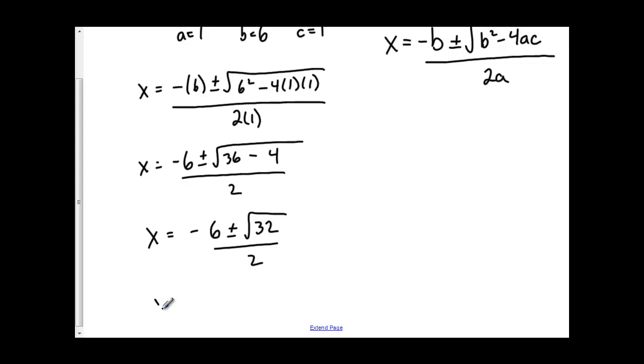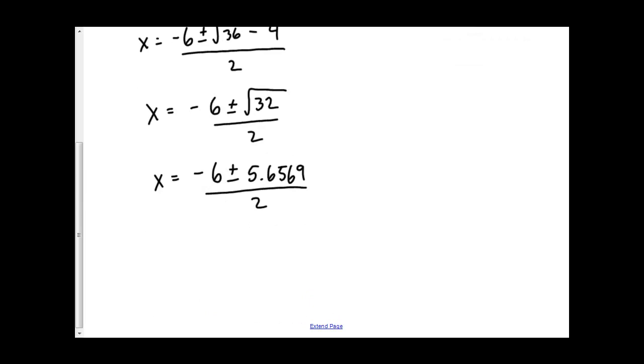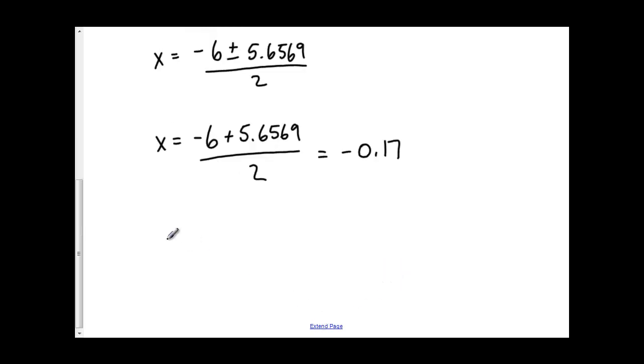And if we take the square root of 32, we get negative 6 plus or minus 5.6569, all over 2. Our final step to find our two solutions is to add the 5.6569 or subtract the 5.6569. So our first answer is negative 6 plus 5.6569, all divided by 2, which is going to give us negative 0.17.